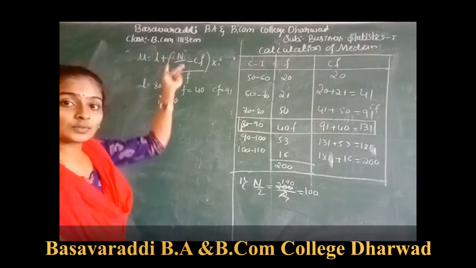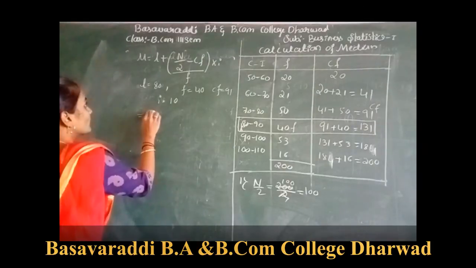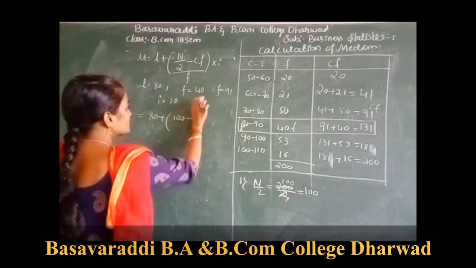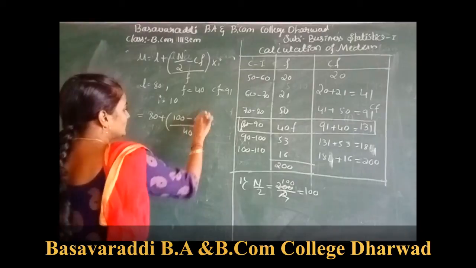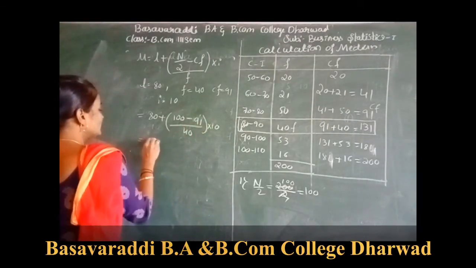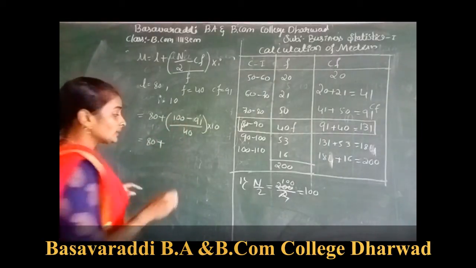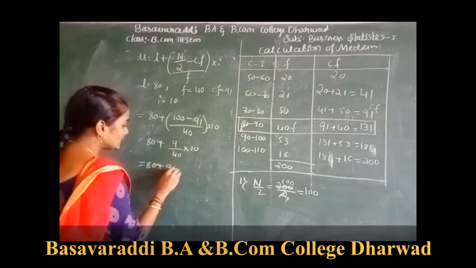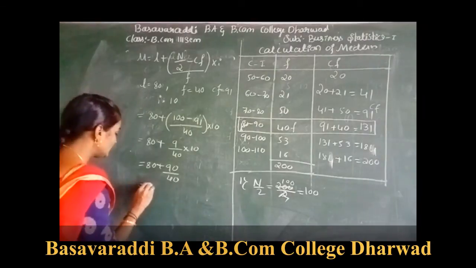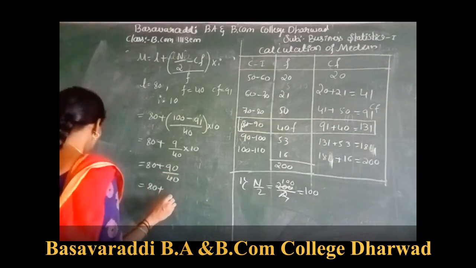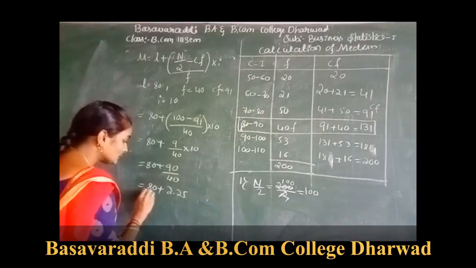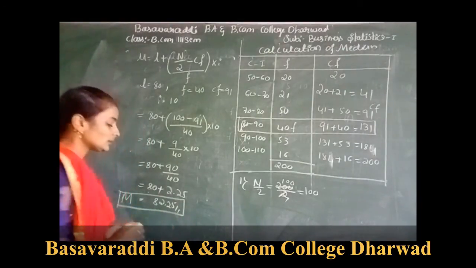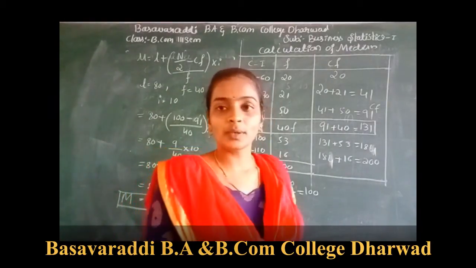Okay, substitute these values in the formula. 80 plus N by 2, which is 100, minus 91, divided by 40 into 10. 80 plus 100 minus 91, 9, divided by 40 into 10. 80 plus 90 divided by 40. 90 divided by 40 is 2.25. Add these two, 82.25 is the median. Okay, I hope you understood the problem.